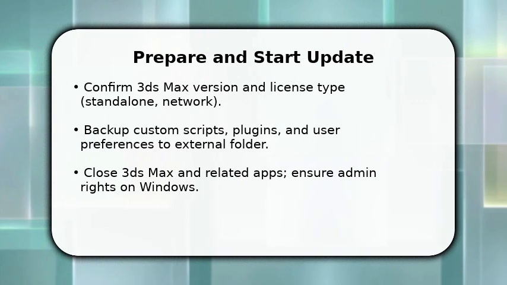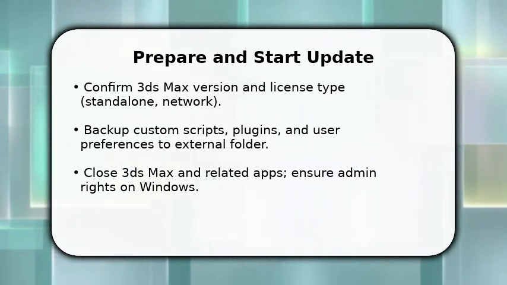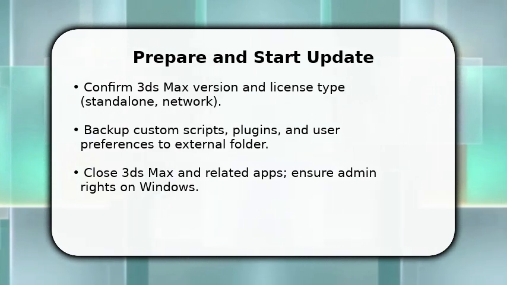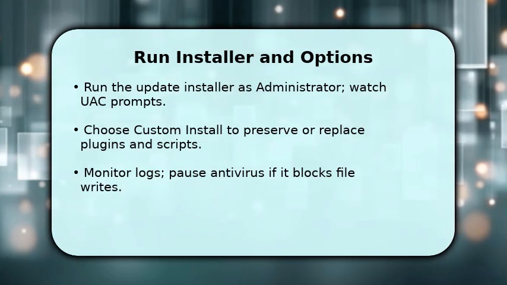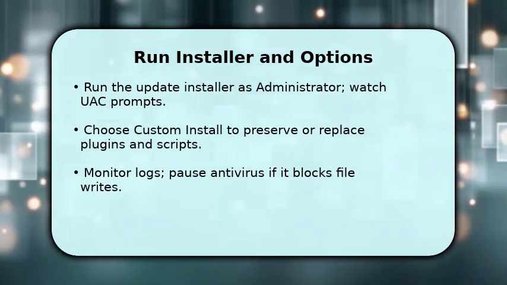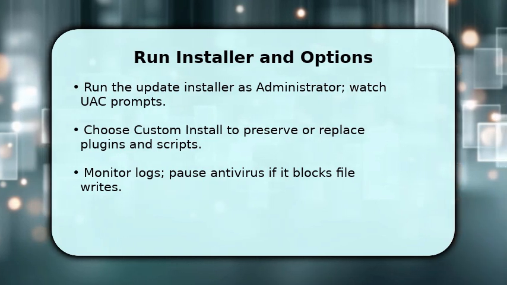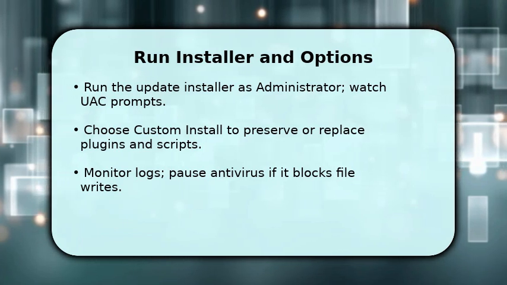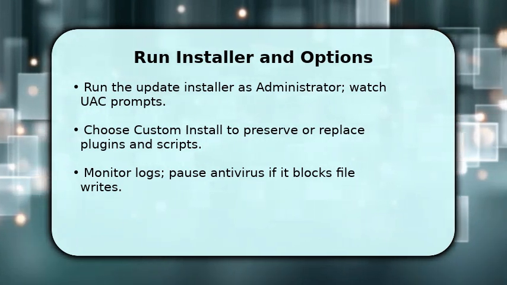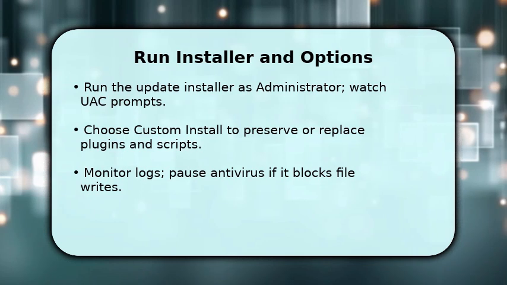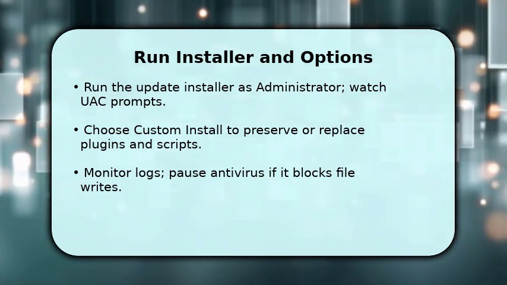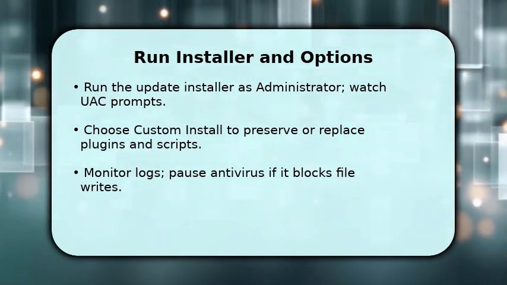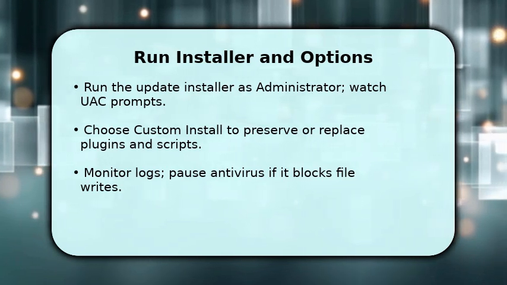Now locate the official installer or patch for your exact build and place it in an easy-to-find folder so you can run it next. You'll run the installer as administrator to ensure files can be written to program files without interruption. During setup, choose Custom Install when available. This lets you preserve existing plugins or selectively replace components, which prevents breaking production scripts. Keep an eye on the installer log or progress pane so you catch any dependency prompts or missing runtimes.